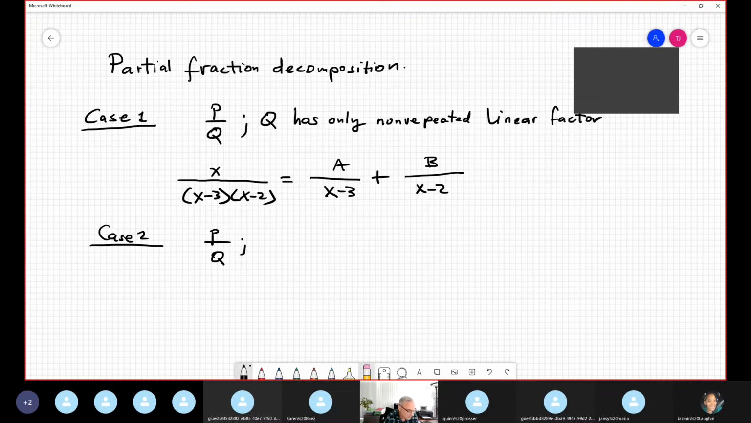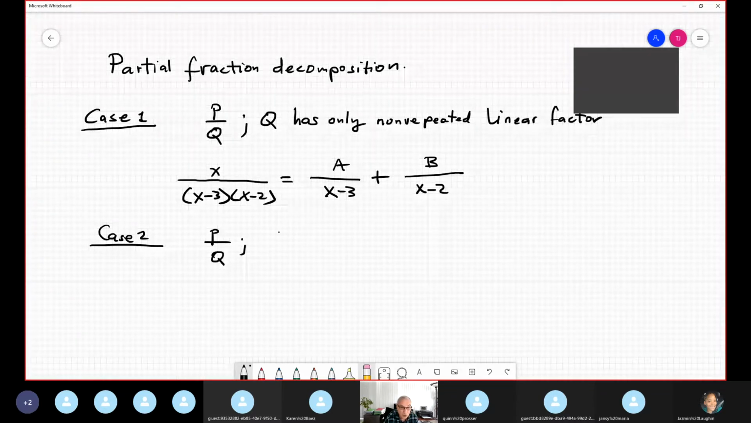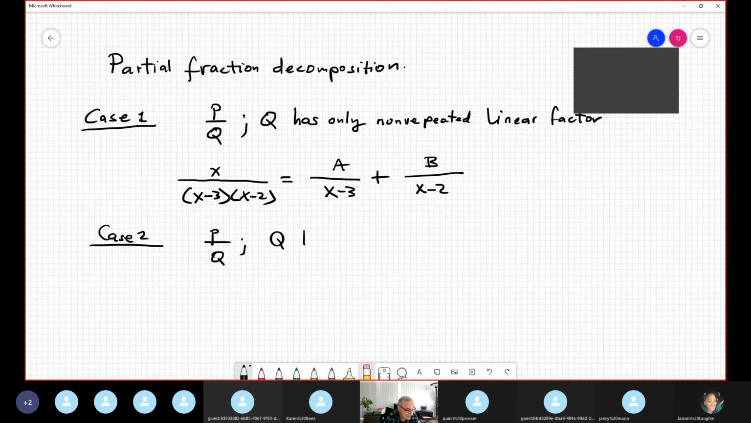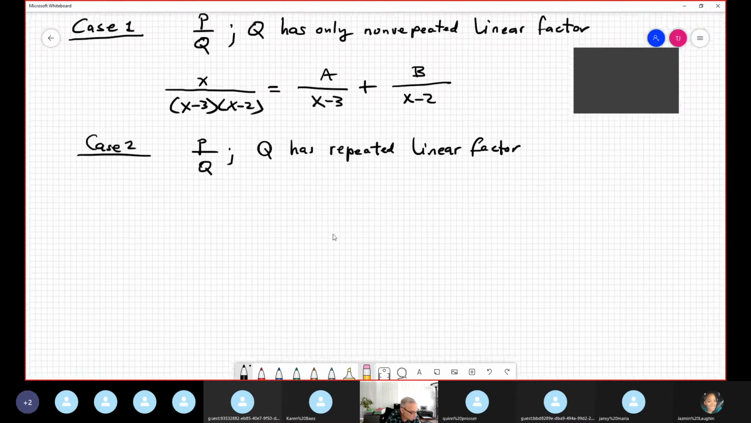Then P over Q, in this case, for example, what happens with the Q? Q has a repeated linear factor. For example, to understand this, what does it mean to be repeated? Suppose that we have polynomial P, I don't care. And the bottom is the important thing you need to analyze. We have x minus 2 raised to the 4th power. So we have multiplicity, 4th power. So you break it down like that.